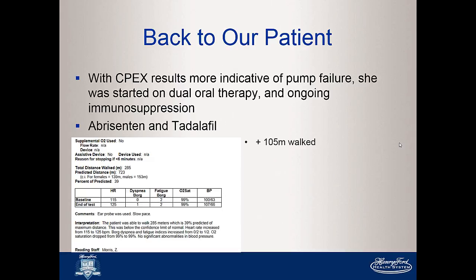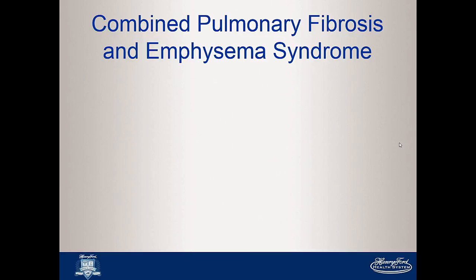And this is her repeat 6-minute walk distance. She increased her walk by 105 meters. She had no desaturation. She had no hypotension. Her echo actually normalized over time, and her BNP went down to 10.